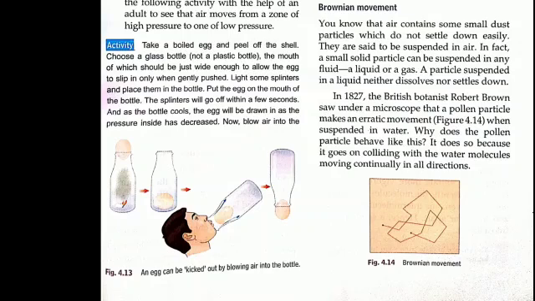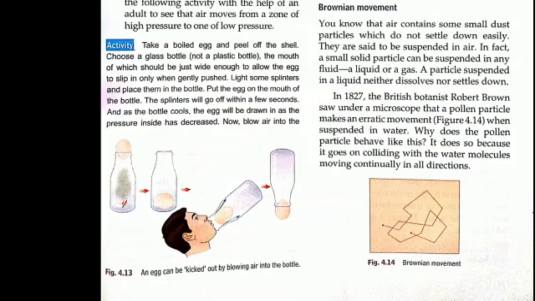you all know what a pollen particle is. It is nothing but the pollen grain. The pollen particles make an erratic movement, which you can see in figure 4.14, when suspended in water. So when the pollen particles are suspended in water, they make an erratic movement.